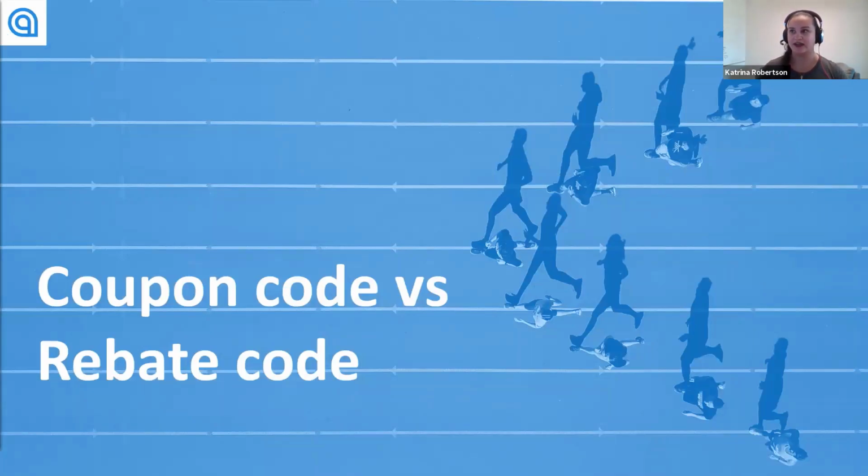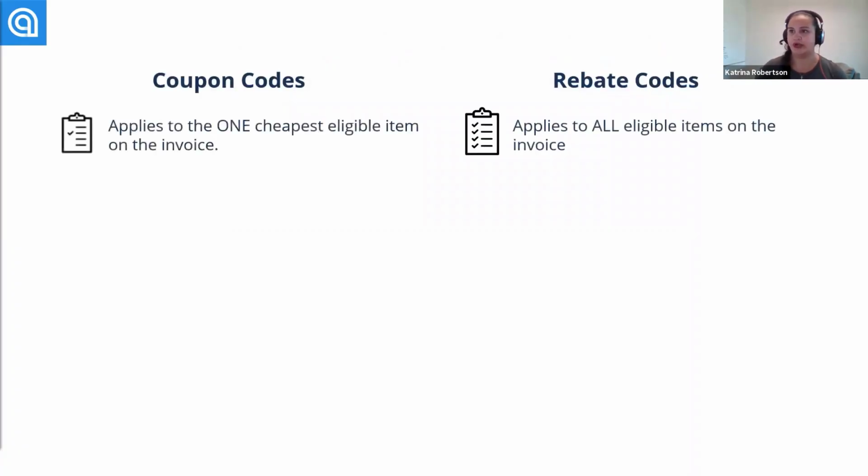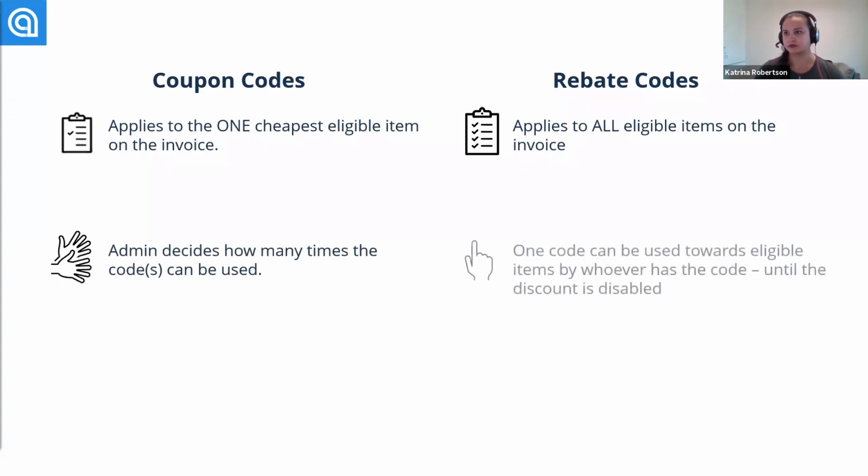So I know that's the main difference, but let's just look at a little table to make sure that all the details are clear between the coupon code and the rebate code. Whereas a coupon code will apply one discount to the cheapest eligible item on the invoice, a rebate code will apply the discount to all eligible items on the same invoice. When it comes to coupon codes, administrators can decide how many times the code can be used, but with rebate codes, one code can be used towards all eligible items by whoever has the code until the discount is actually disabled.